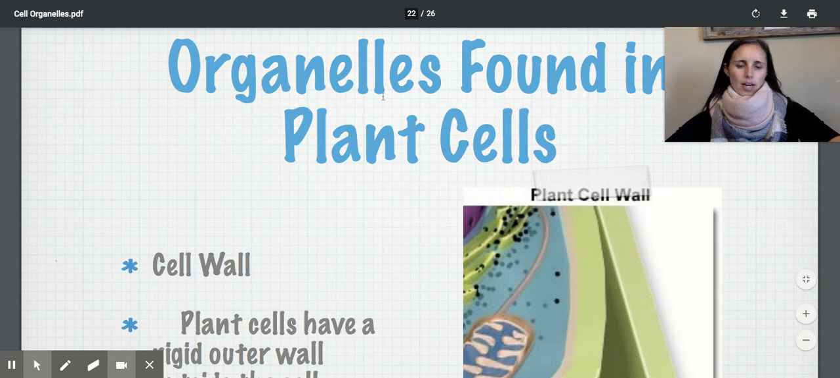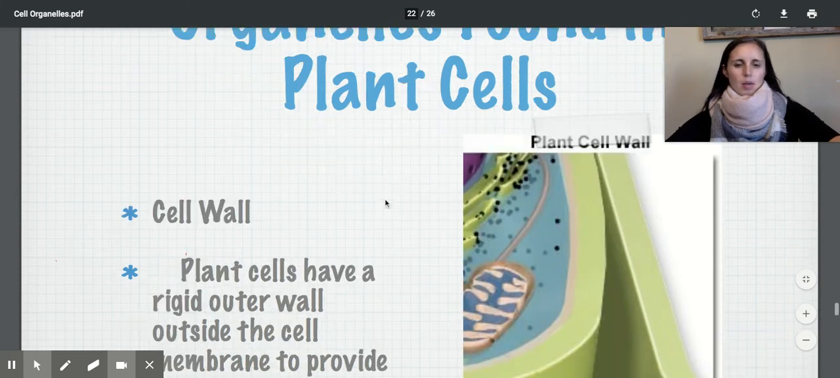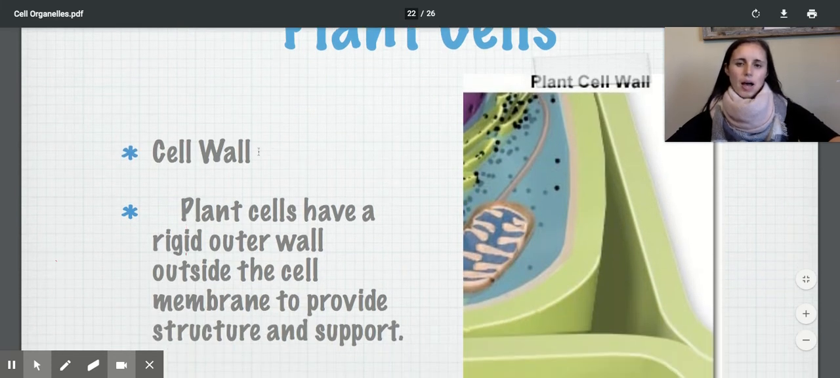Now let's take a look at organelles that are only found in plant cells. A couple organelles that are only in plants. The most obvious one is the cell wall. So the cell wall is a very rigid outer cell. This is actually outside of the membrane.